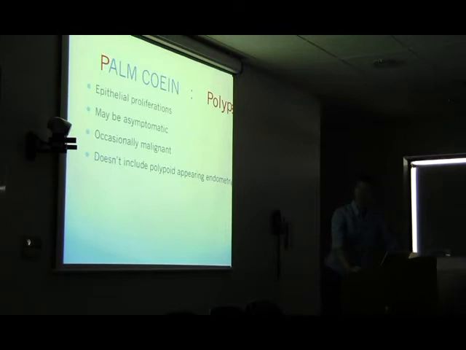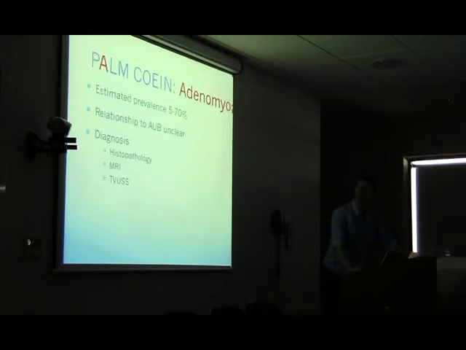This classification doesn't include polypoid appearing endometrium, which is thought to be a form of normality. The A stands for adenomyosis, and as you can see from the estimated prevalence of between 5 and 70%, the diagnosis of adenomyosis is very problematic.